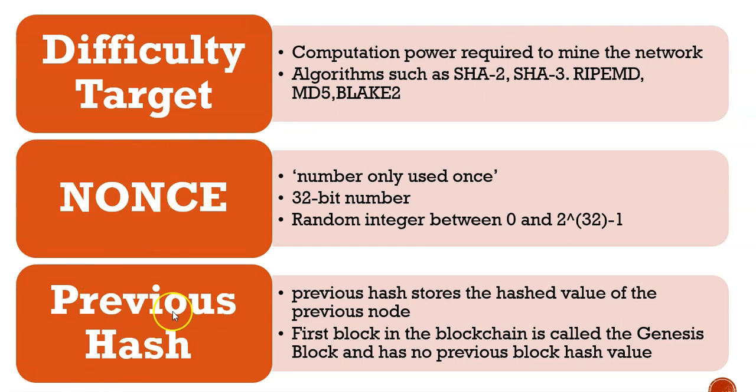The next comes the previous hash. Already we know how the blocks are linked with each other. The blocks are linked with each other through previous hash. So block 2 will store the hash of block 1. When the new block 3 is getting added, block 3 will store the hash of block 2. And the genesis block will not have any previous value, hence the value will be 0.